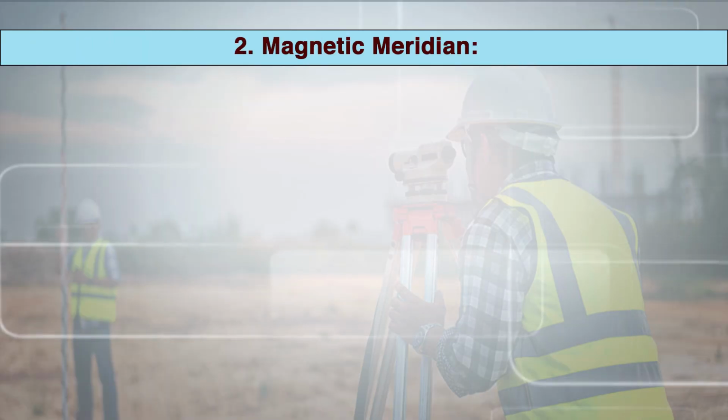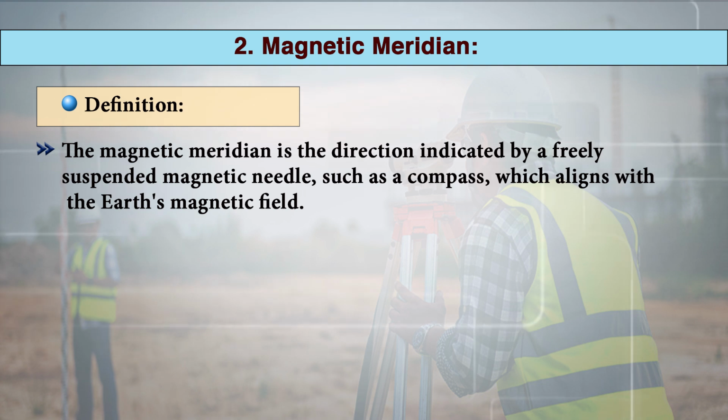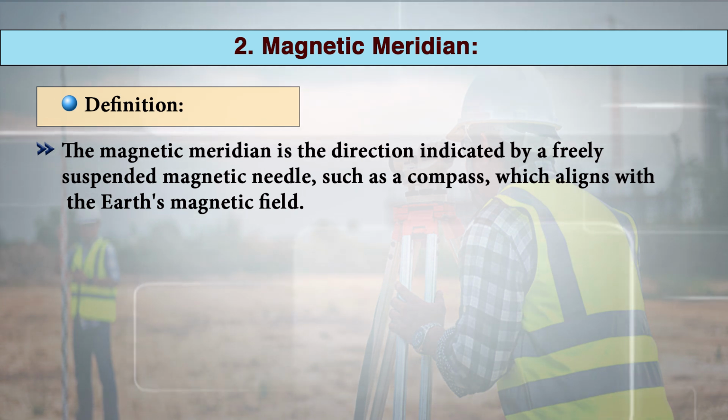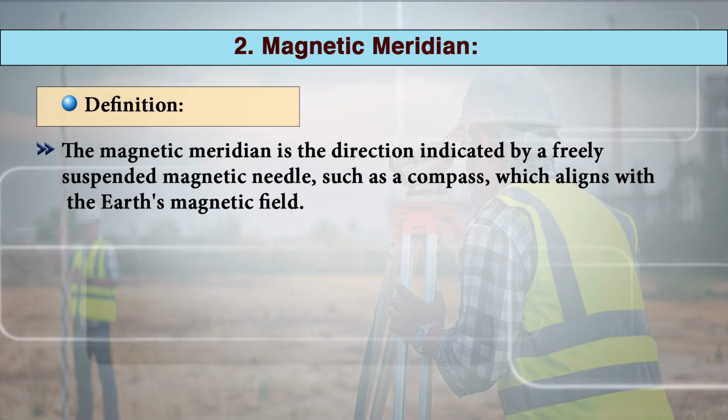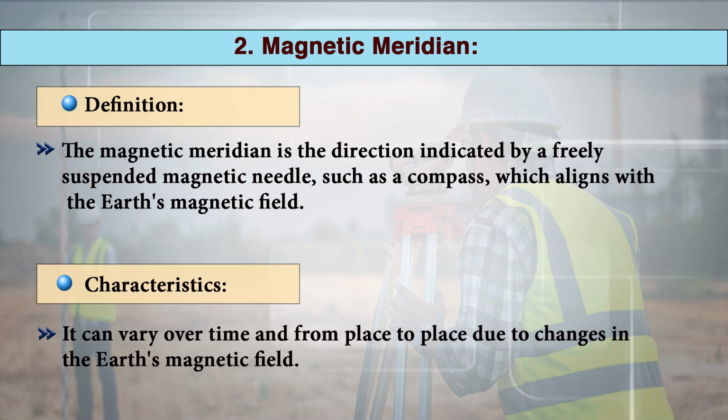Next is the magnetic meridian. The magnetic meridian is the direction indicated by a freely suspended magnetic needle, such as a compass, which aligns with the earth's magnetic field. It can vary over time and from place to place due to changes in the earth's magnetic field. It is commonly used in compass surveying because it is easy to determine with a magnetic compass.